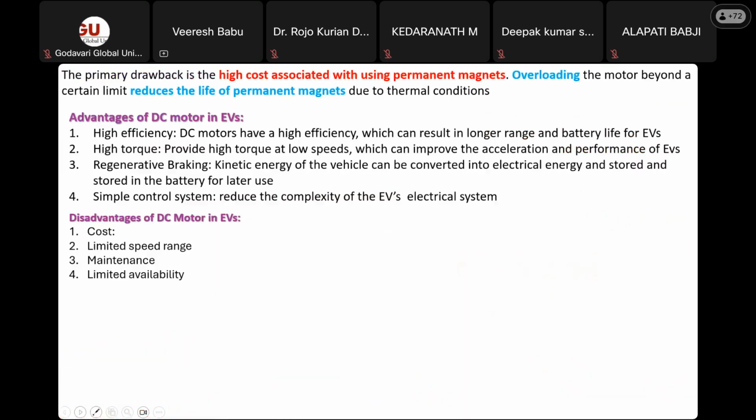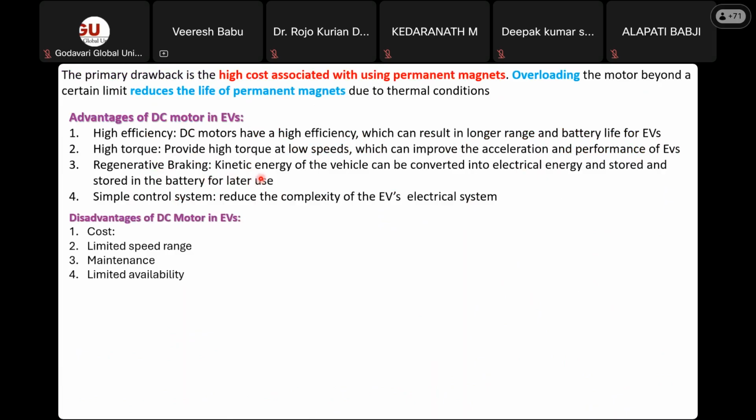Now, the advantages of DC motors in electric vehicles are high efficiency, high torque, regenerative braking, and simple control systems. High efficiency means DC motors result in longer range and battery life for EVs. They provide high torque at low speeds. We mentioned series type DC motors, which can improve the acceleration performance of EVs.